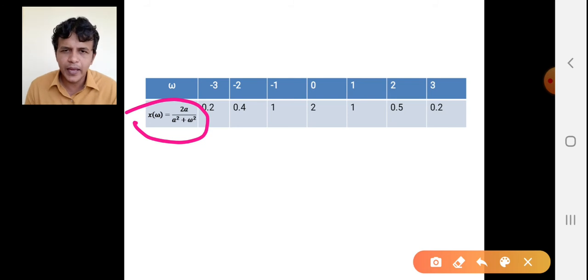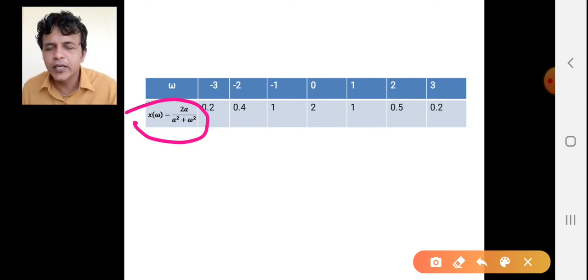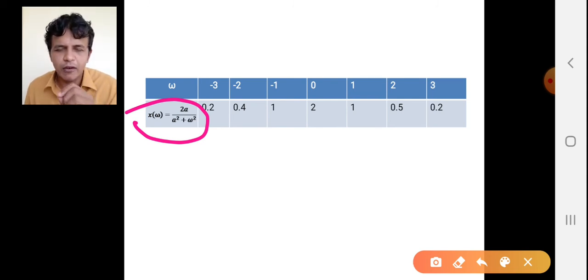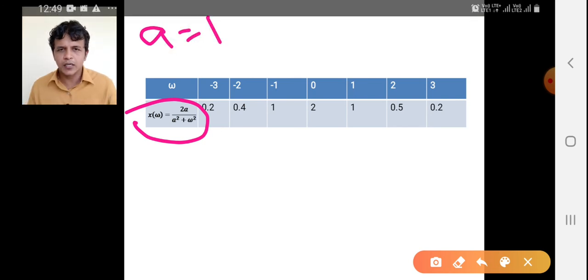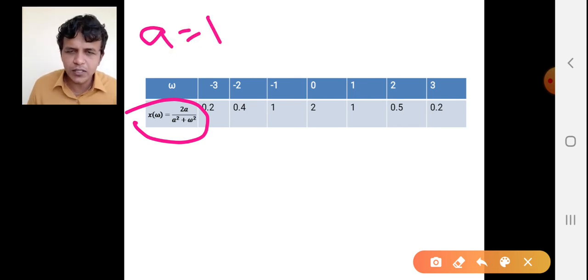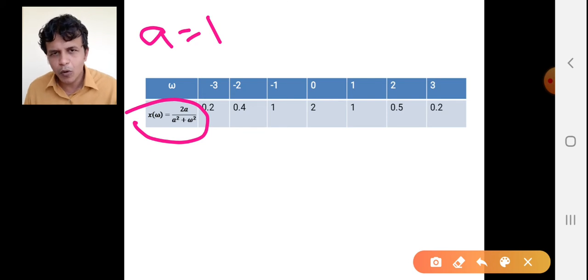Now we are varying the frequency for different values of angular frequency. What is the magnitude that we are going to find? Here in the question it was given that the value of a is greater than 0, so we are assuming the value of a to be 1. So for different frequencies and for a equal to 1, what is the magnitude?